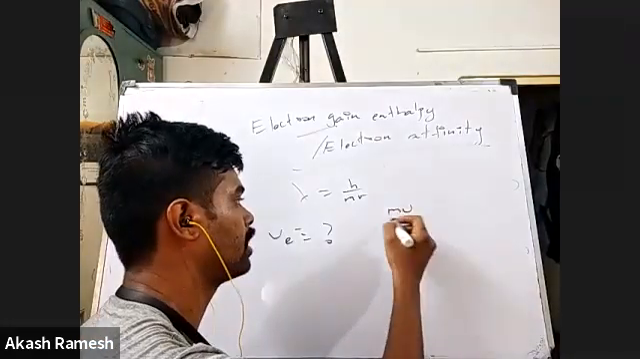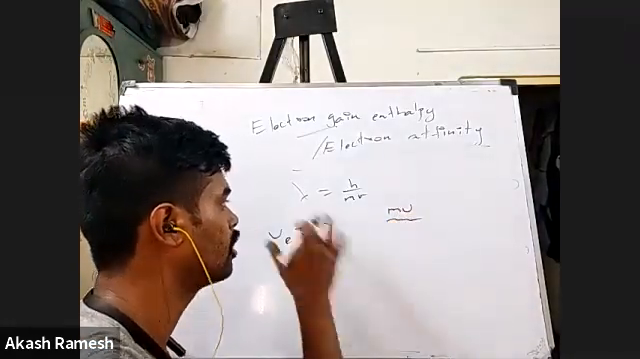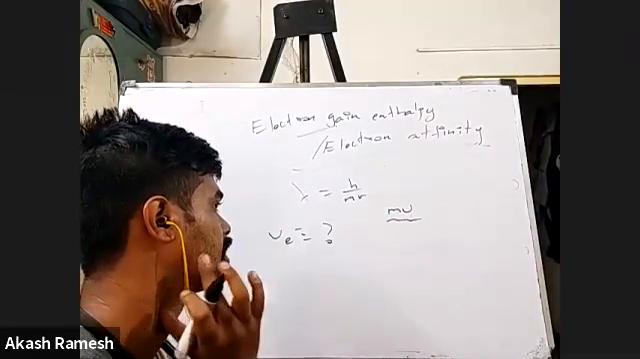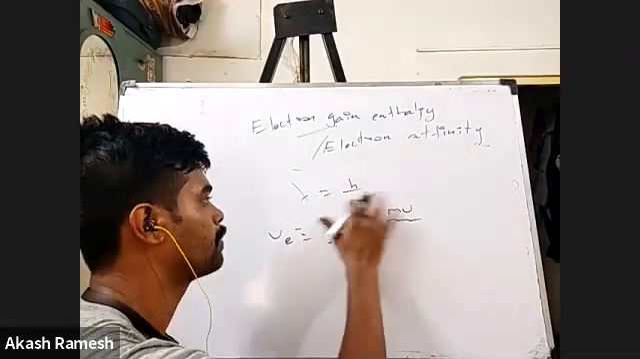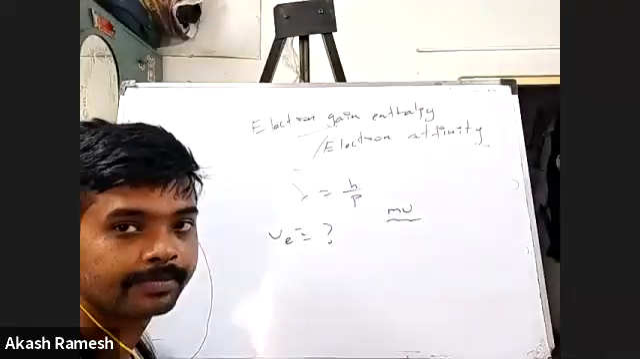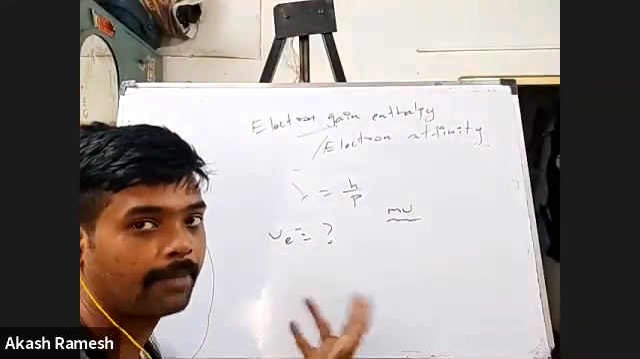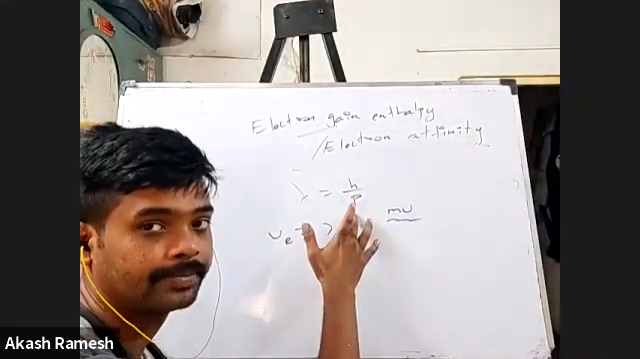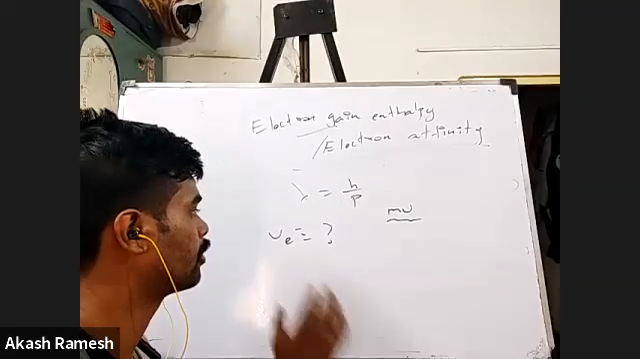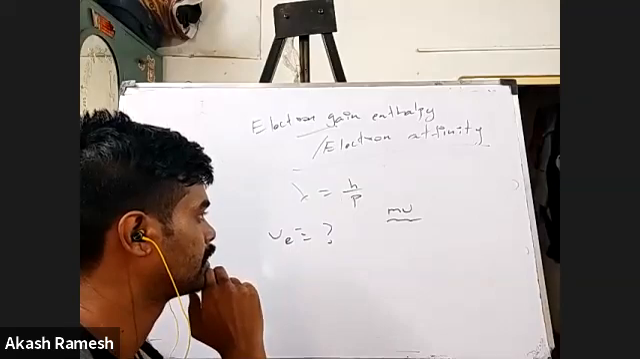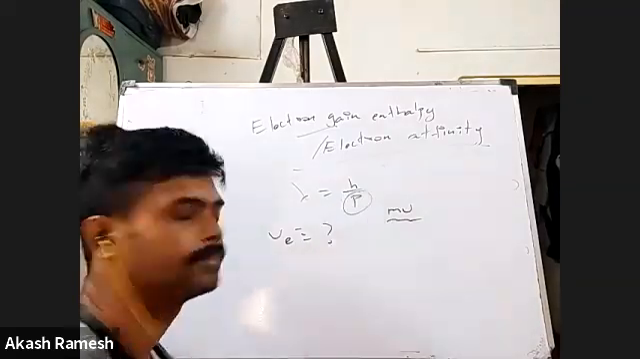So mv is the momentum of an electron of this wavelength, right? I can have h by mv as h by p. This is what momentum is, right? Yes, sir. So I have to find the velocity. If I know the momentum, that's it, right?